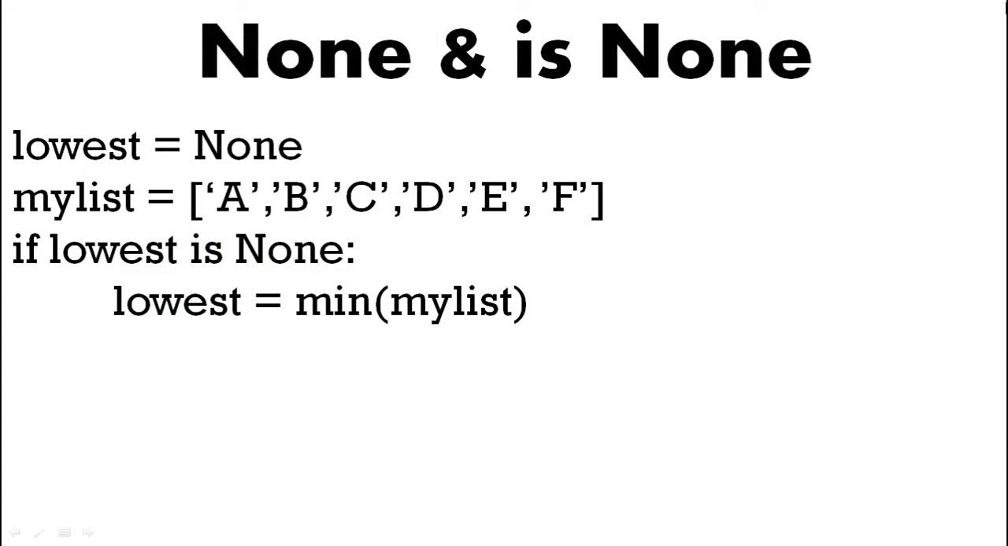None and is none. In this example, rather than have lowest, what's our lowest element? We can use the word none, which doesn't really have a value. And then in the example here, we've got if lowest is none, which it is, lowest equals the minimum of my list, which is a function called minimum, which finds the lowest value. So we have 2 things here. We have this word none, if we want a value that's not a value, and we've got is none. So therefore we can use the word is in a condition. Not used that much, but it's used in this example.